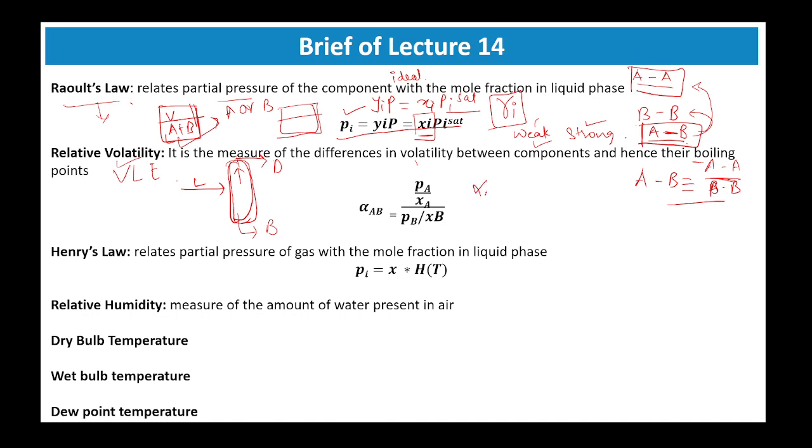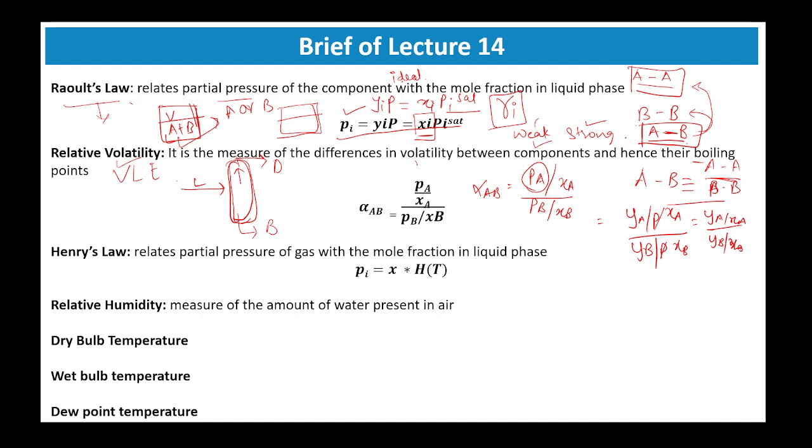So for that, alpha AB, as it is written here, is nothing but the ratio of partial pressure of A divided by its mole fraction, divided by PB by XB. Now this can be written as YA by P into XA, where P is the total pressure, over YB by P XB. So this pressure will get cancelled. Now this will be YA by XA upon YB by XB.